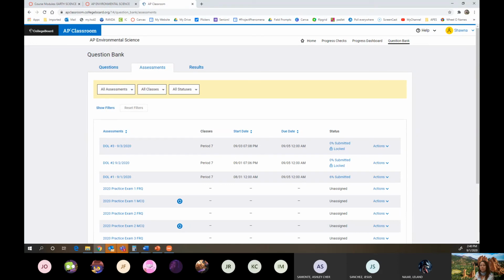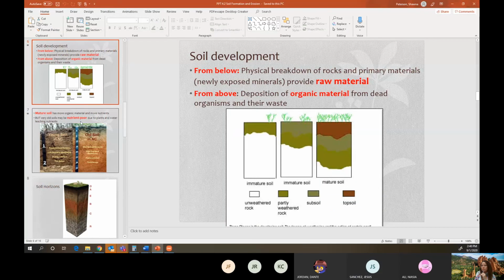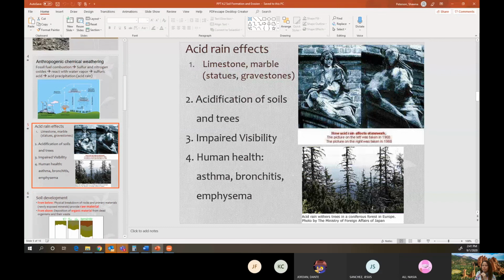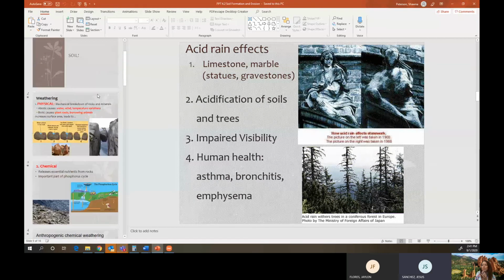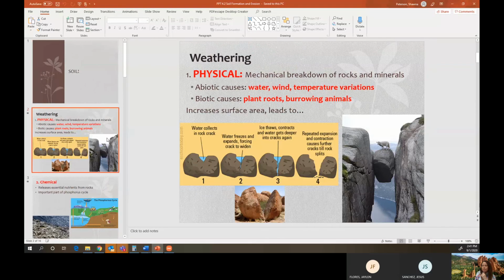Miss Peterson? Yeah. Can you go back to acid rain effects? Yeah. There you go. And then physical, and then that's all I need. Physical, right here.